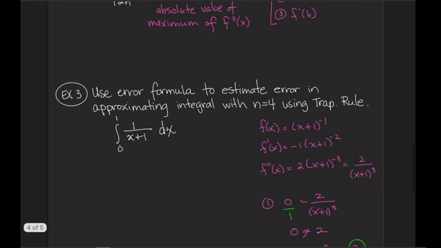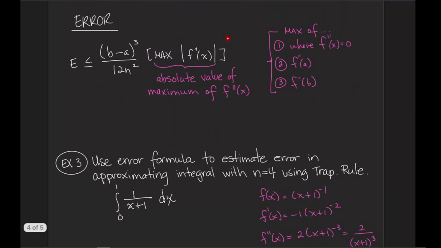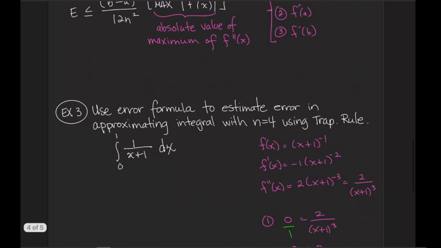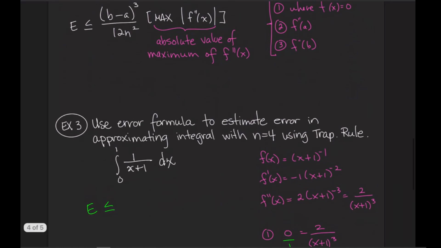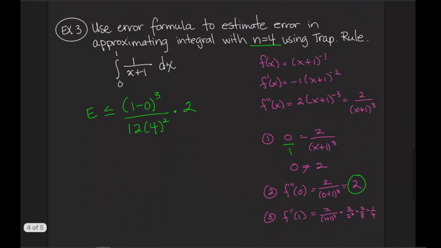for this piece right here. So this piece will be 2. So I figure out this and I just multiply it by 2. So let's figure out that piece. My error has to be less than or equal to (b minus a) cubed over 12 times n squared. And in this case, n is 4. And then I'm multiplying it times that max number that we found to be 2.